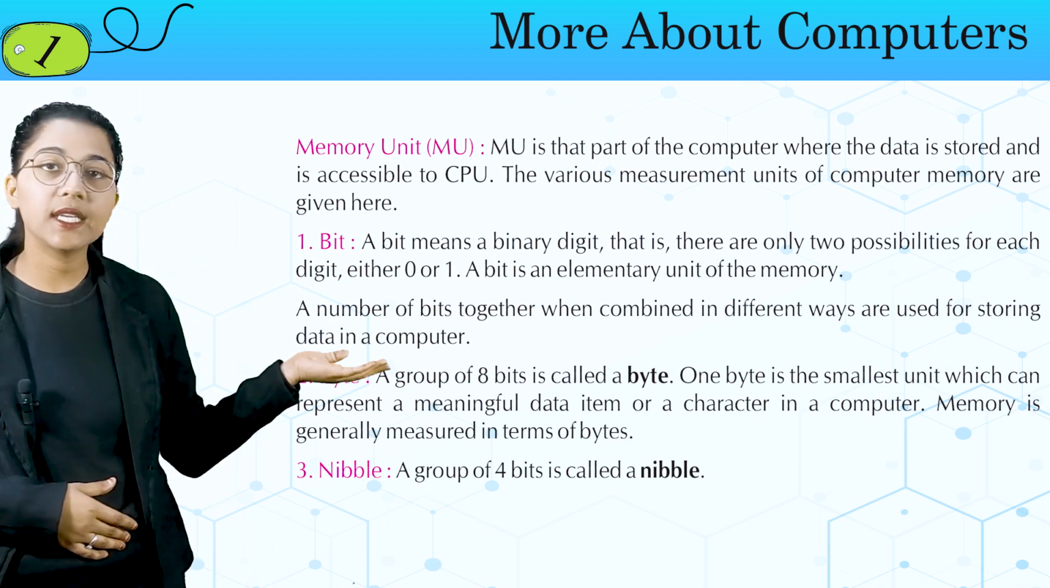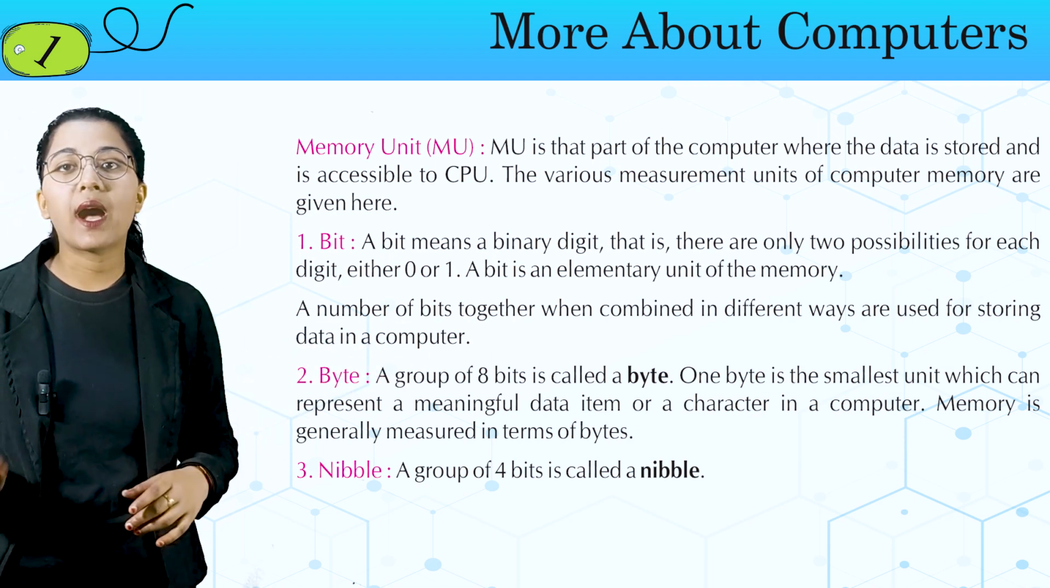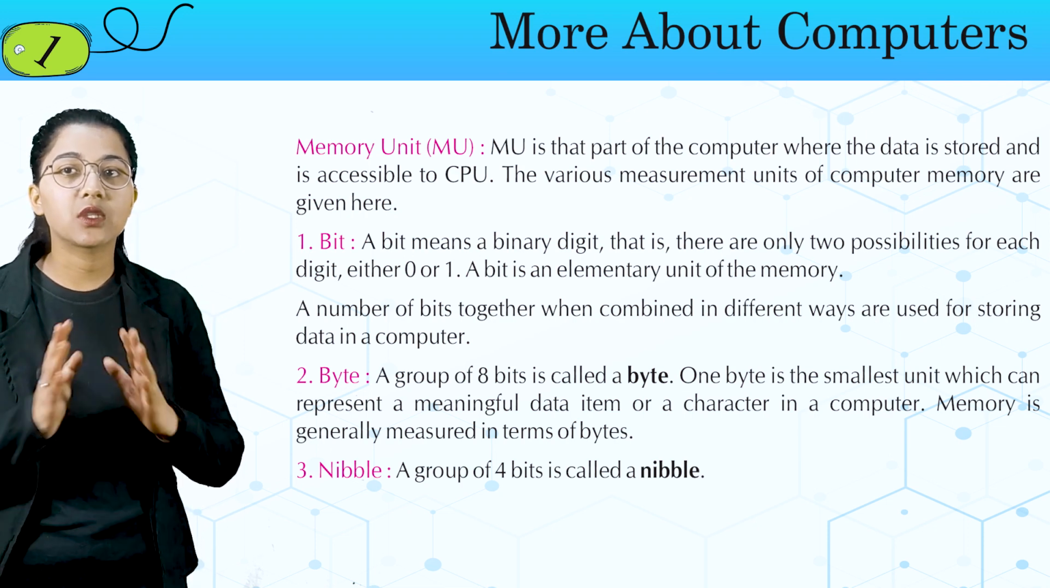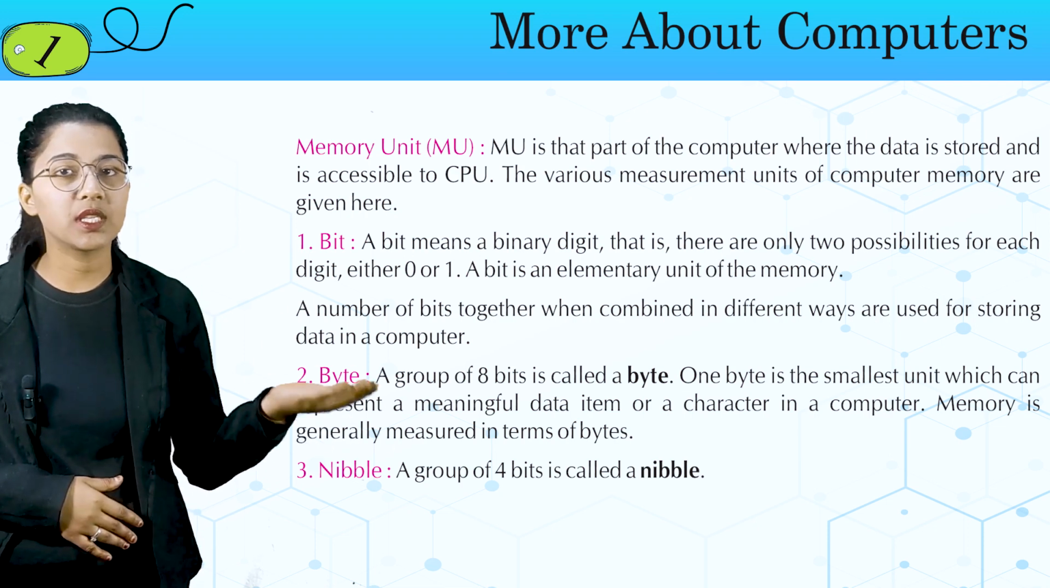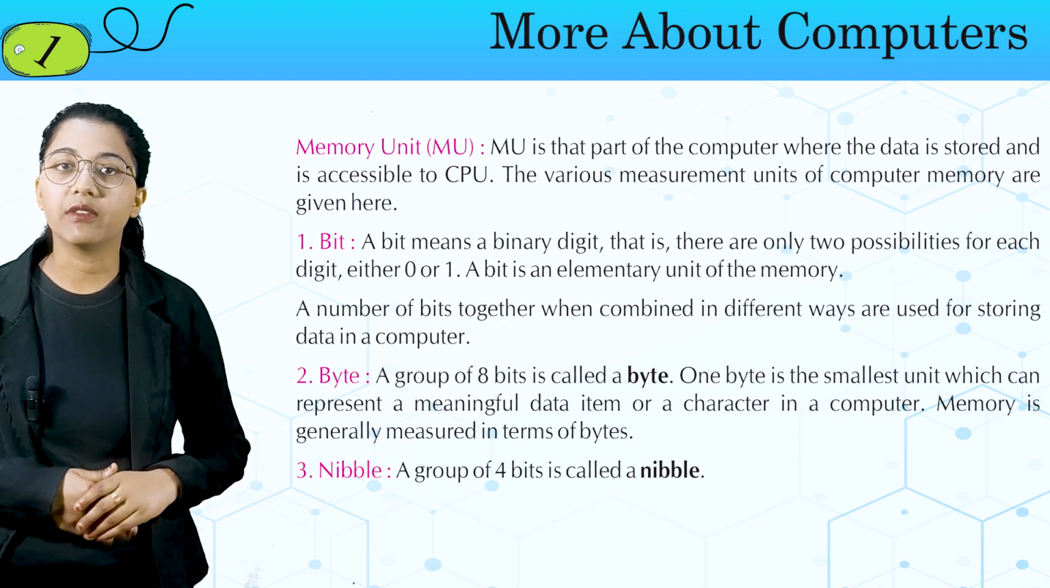Now, next is memory unit, that is MU. MU is the part of the computer where the data is stored and is accessible to CPU. The various measurement units of computer memory are given here.